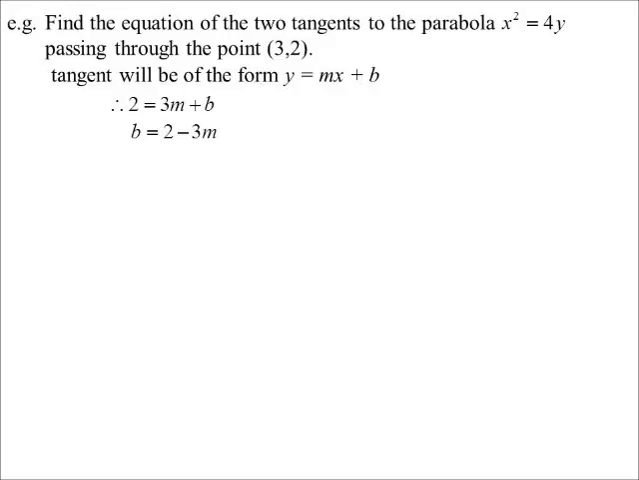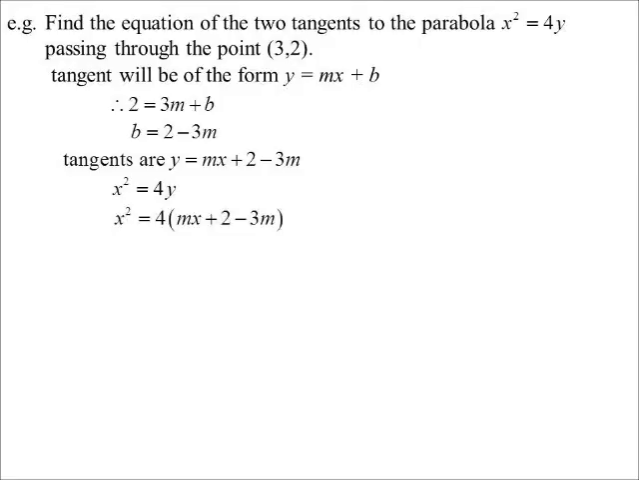Okay. So my tangents, remember, are going to be y equals mx plus b, but instead of b, I've just got 2 minus 3m. So now, if all I can work out is the slope, what m is, I can find the equation. I just have to substitute the m in. So how do I do that? Well, x squared equals 4y. I'll substitute in the line mx plus 2 minus 3m, and I can create a quadratic. But remember, I don't actually need to know what x is. I'm interested in knowing what m is.